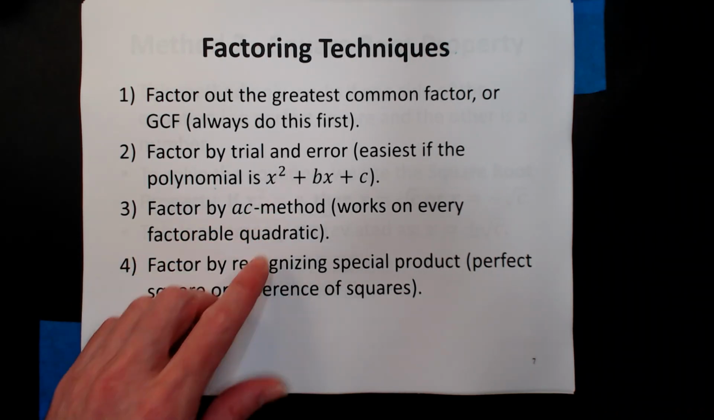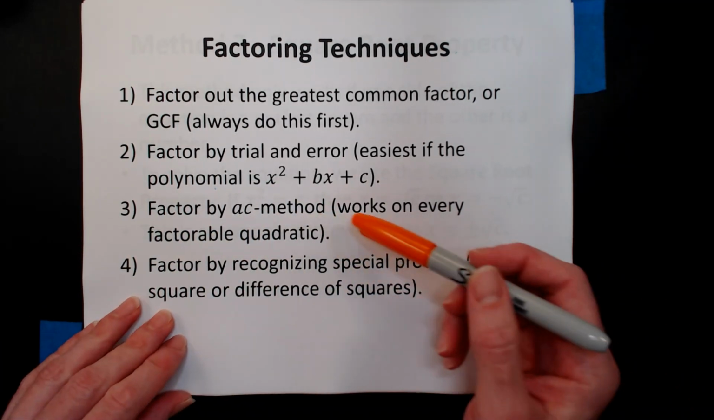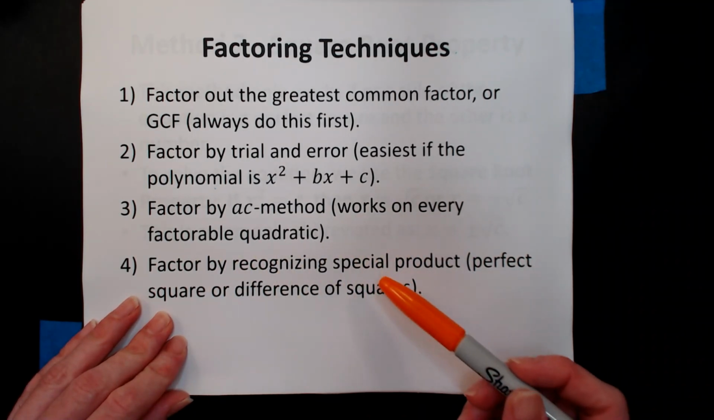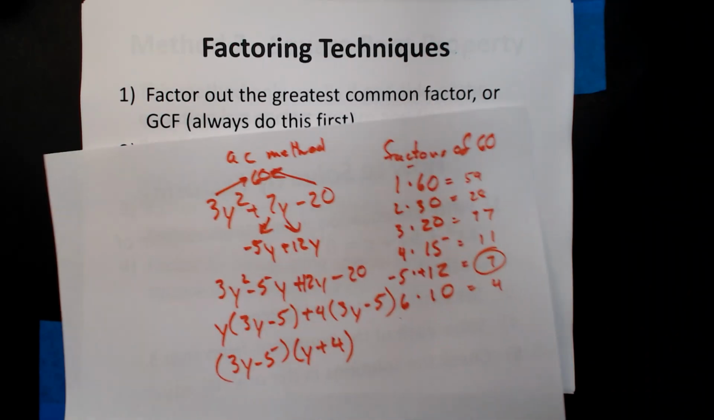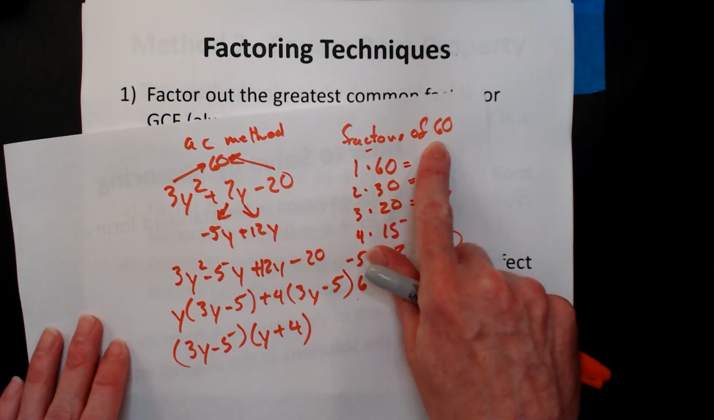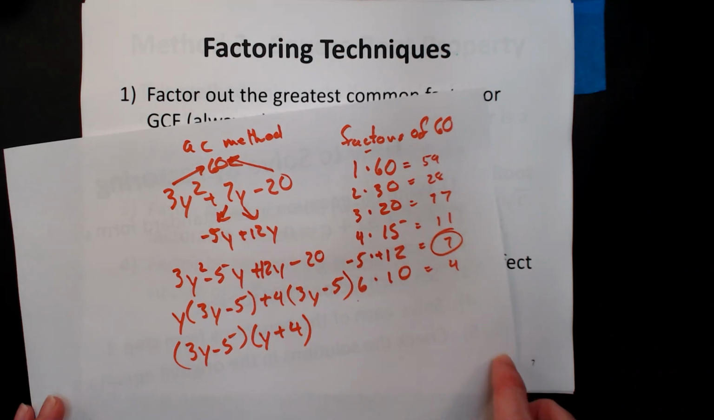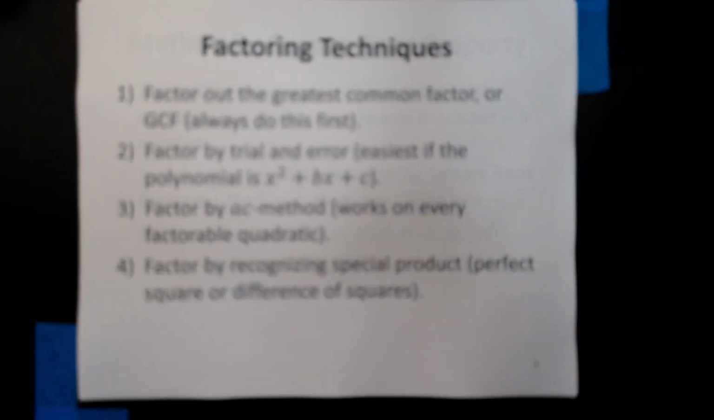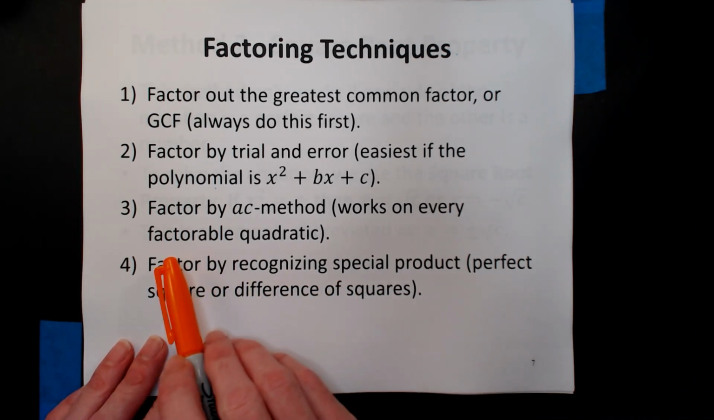Factor by trial and error, usually easy if the leading coefficient is 1. It's always easier when the leading coefficient is 1. Factor by the AC method works on every factorable quadratic. Unfortunately, sometimes this number may have hundreds of pairs of factors. 60's got a lot to begin with, but if you had something like 528, you know, that might have a huge amount of factors. 516, that has a huge number of factors. You might not be able to factor that in any reasonable amount of time.